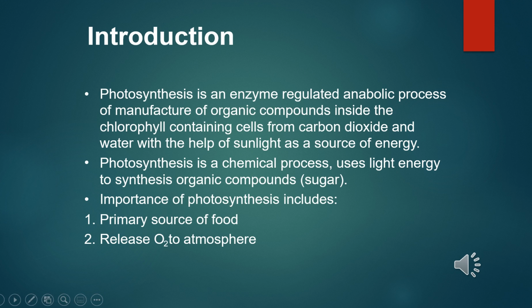So photosynthesis is an enzyme regulated anabolic process. Anabolic means a synthesizing process, the manufacturing of organic compounds inside the chlorophyll containing cells from carbon dioxide and water with the help of sunlight as a source of energy. Photosynthesis is a chemical process that uses light energy to synthesize organic compounds. The importance of photosynthesis includes that it gives us the primary source of food and it releases oxygen to the atmosphere.